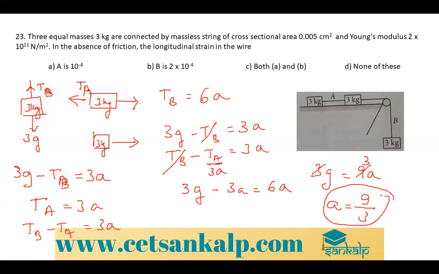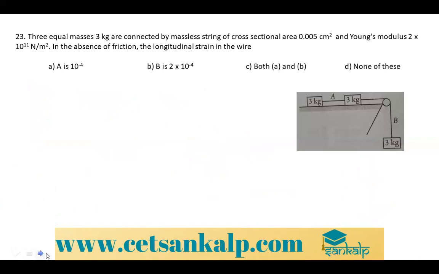Okay, so the next is strain in A is equal to TA divided by A into Y. A is nothing but area of cross section. Y is nothing but Young's modulus. Okay, so simplify all the terms.